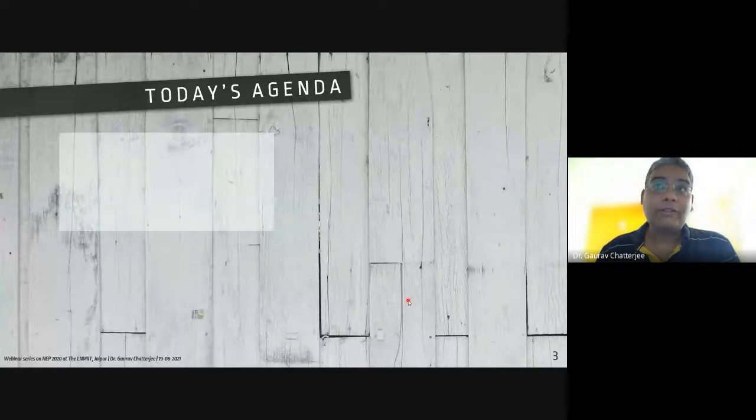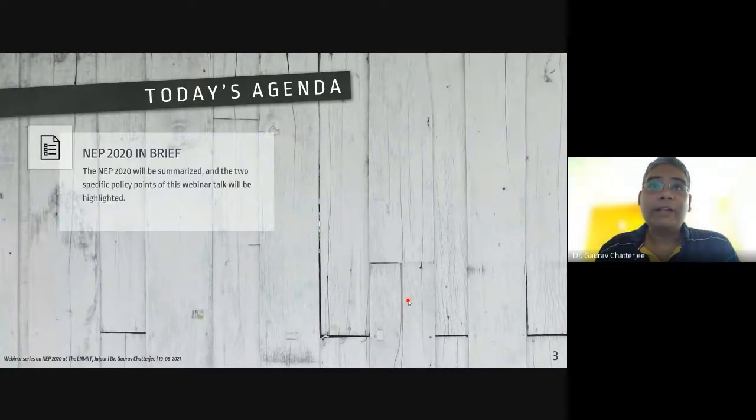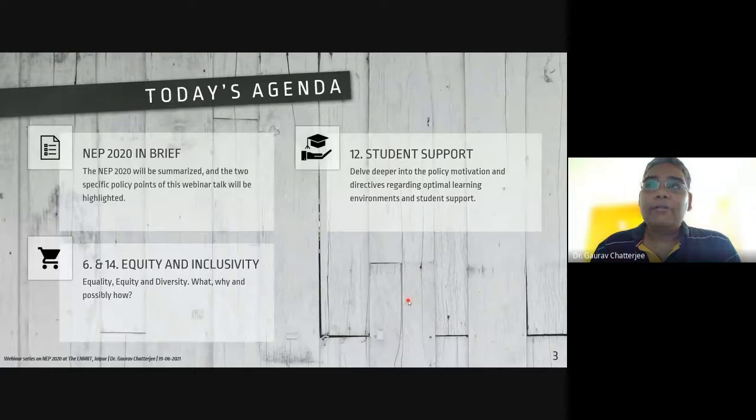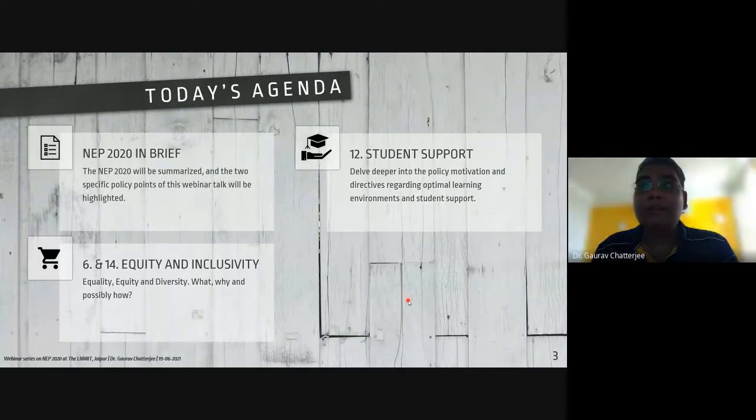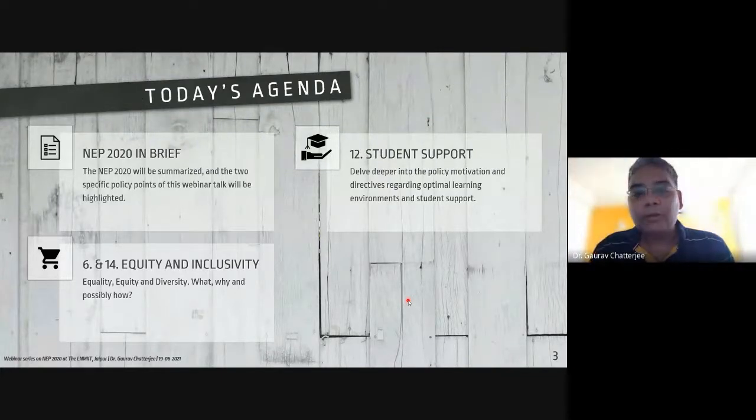Having said that, let me just summarize today's agenda for my talk. First, we will be covering the NEP 2020 in brief. I will not be spending a lot of time on this because the previous speakers have already mentioned a lot about it. Then the next 2 discussion points are the 2 specific policy points that have been given to me, which are student support and equity and inclusivity. We will be going a bit deeper into the policy motivation and directives that the policy document has given us about the optimal learning environments and all the different types of student supports that can be provided to uplift student education. Then points number 6 and 14 are about equity and inclusivity. These seem like difficult and heavy words, and they are a bit misleading.